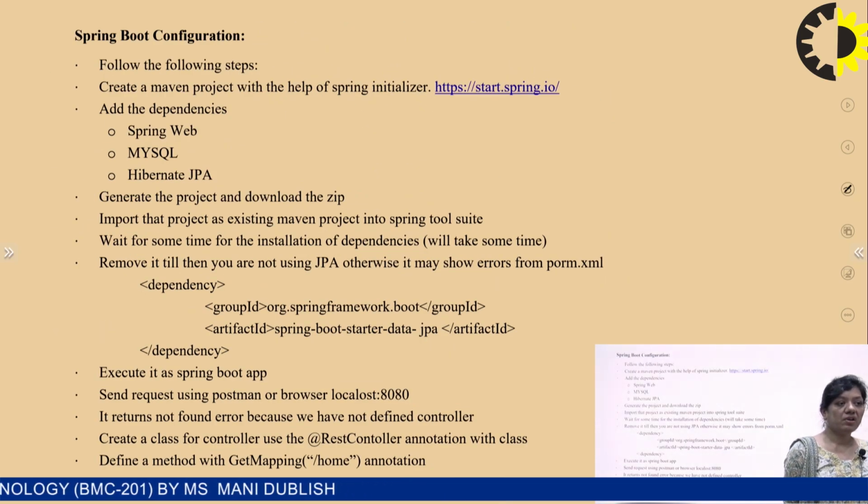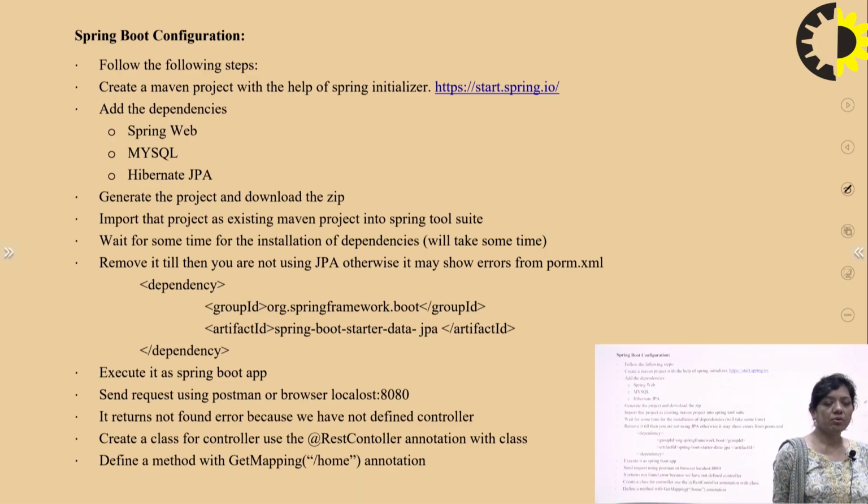Now, for the configuration for downloading Spring Boot, we should follow the following steps. Firstly, we have to create a Maven project with the help of Spring Initializr. For this we have to use start.spring.io, and we need to add some dependencies. First ones are Spring Web, MySQL, Hibernate, JPA, and then generate the project and download the zip file. After this, we have to import the project as an existing Maven project into Spring Tool Suite.